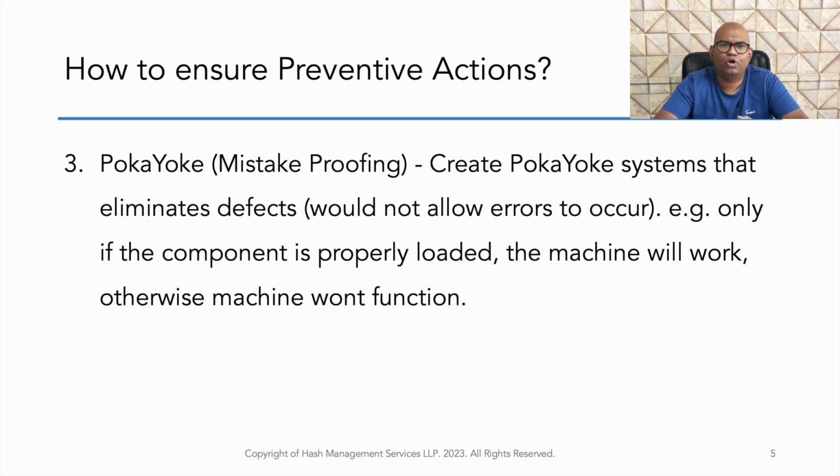Third one is Poka-yoke, implementing Poka-yoke in your unit so that defects can be eliminated. Defects should not arise. That's the whole idea of Poka-yoke. I have created a detailed video about Poka-yoke. You can watch it here. For example, only if the component is loaded properly, the machine will run. Otherwise, the machine will not run. Right? So only if the temperature goes above, let us say 200 degrees, the machine will run. Otherwise, the machine will not run. So these are simple things you can do to ensure that preventive action can be taken. So this is the third step.